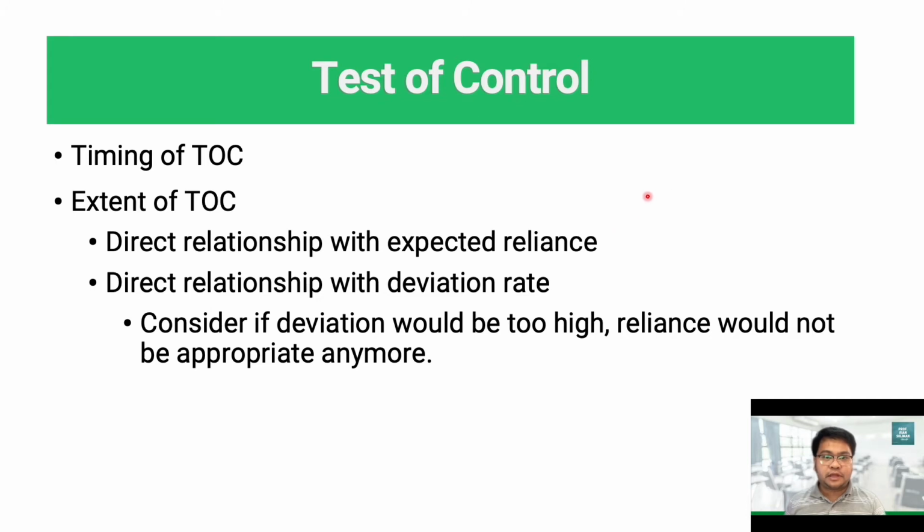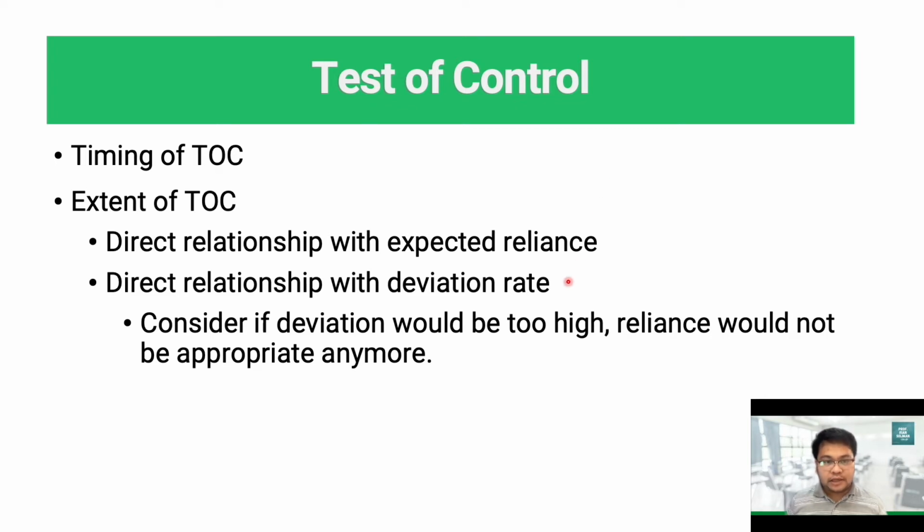Compared to, for example, if we still expect to perform a moderate amount of substantive procedures, then we can perform less extensive tests of controls for that particular process, because at the end of the day, we still expect to perform a number of substantive tests in that particular system. Okay, so the more we expect to rely on the control, the more extensive will be the test of control. The less that we expect to rely on that control, the less extensive will be the test of the related control.